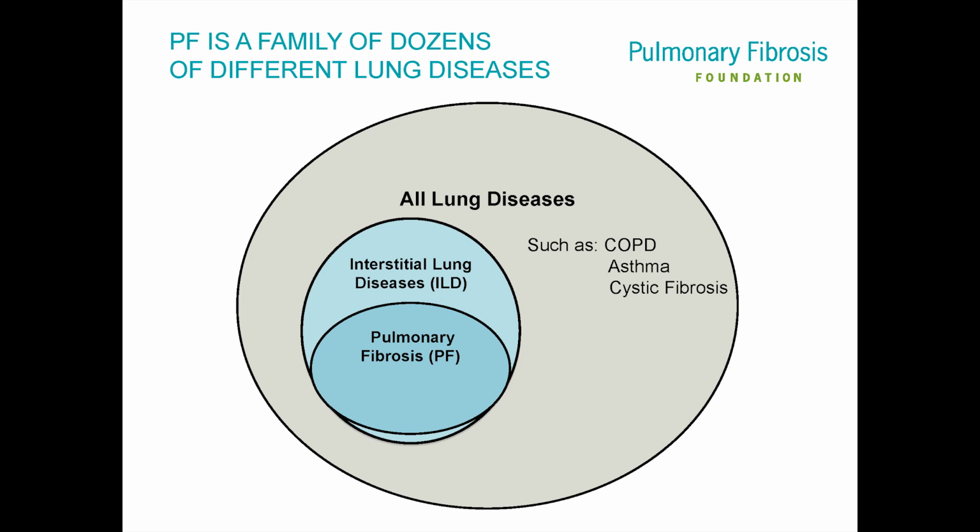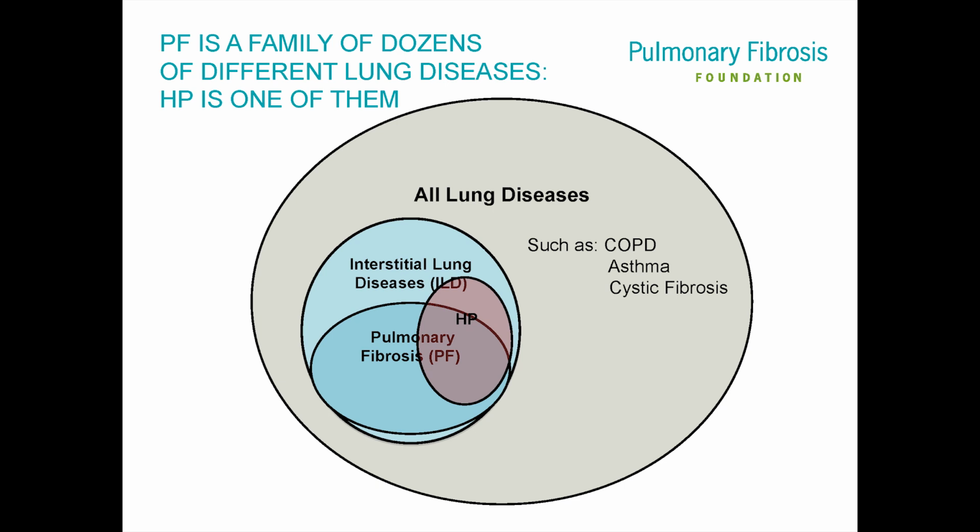Now, how does hypersensitivity pneumonitis fit in? Well, there's the answer. That orange circle is hypersensitivity pneumonitis, which I've abbreviated HP. And you can see that that orange circle falls both in the pulmonary fibrosis family and it crosses the border into the interstitial lung disease family as well. So that means that many people who have HP will have scarring in the lungs, many will have inflammation in the lungs, and some may fall out here where there's inflammation but no scar tissue in the lungs.